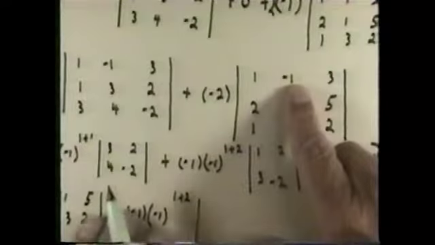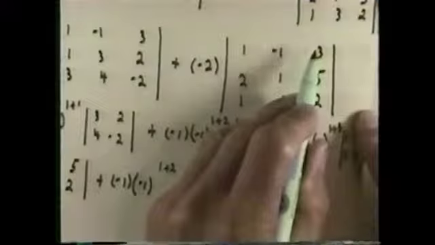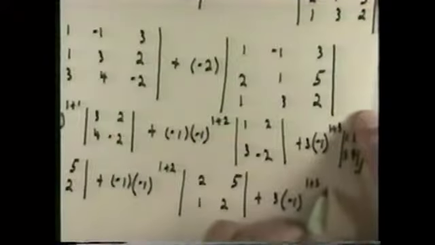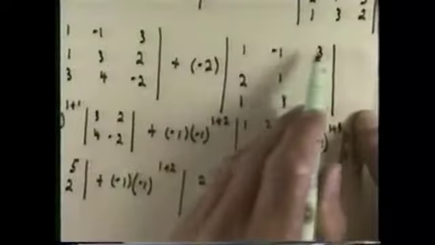Plus negative 1 times negative 1. Okay, that is row 1, column 2, times the determinant. If I take out row 1 and column 2, I'm left with 2, 5, 1, 2. Plus 3 times negative 1 to the row 1, column 3, 1 plus 3, times the determinant. If I take out row 1, column 3, I have 2, 1, 1, 3.